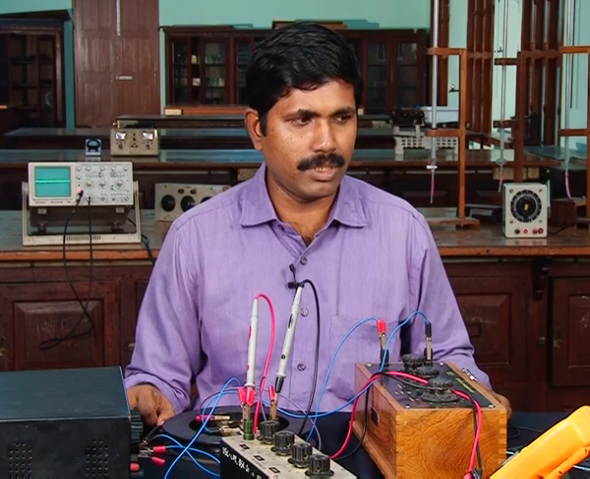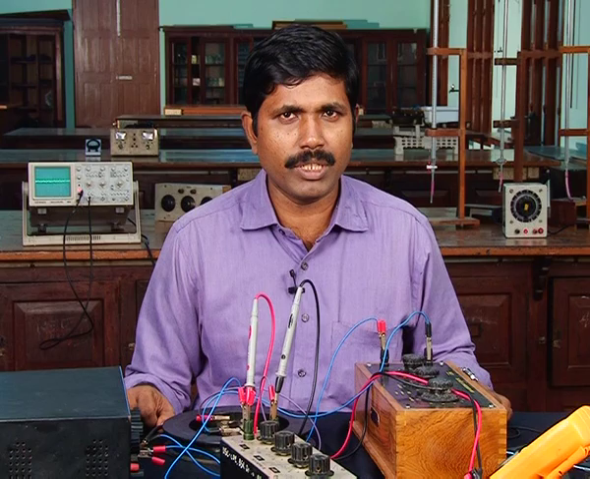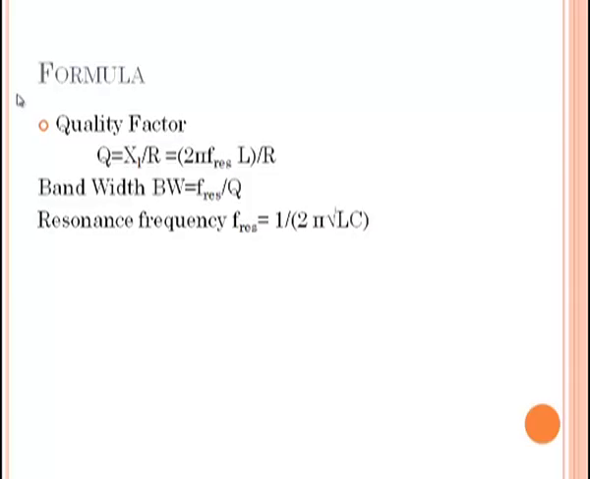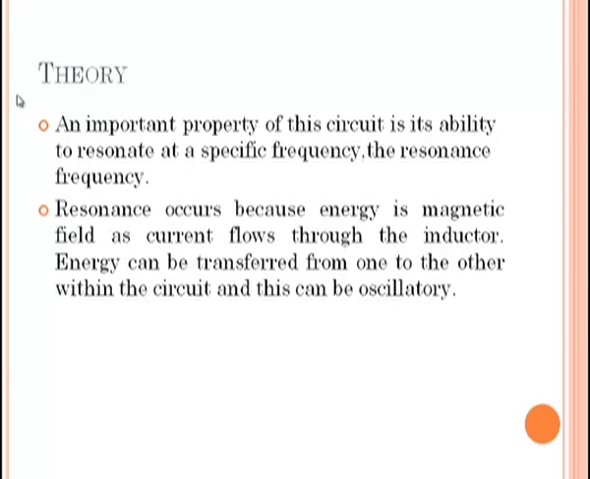Then resonant frequency can be calculated by the formula F resonance is equal to 1 by 2 pi into square root of LC. That is, LC is in the denominator. So this is how you can calculate the resonance frequency, quality factor and bandwidth of this LCR circuit.